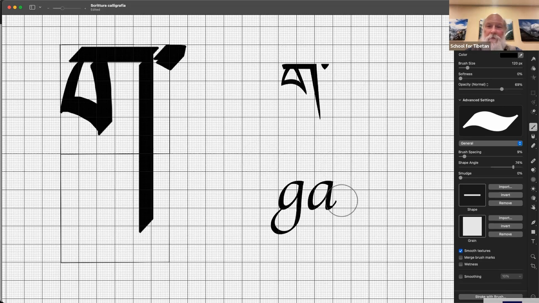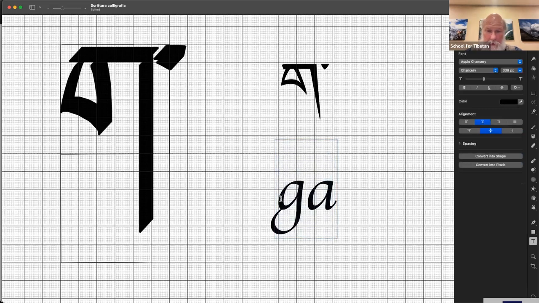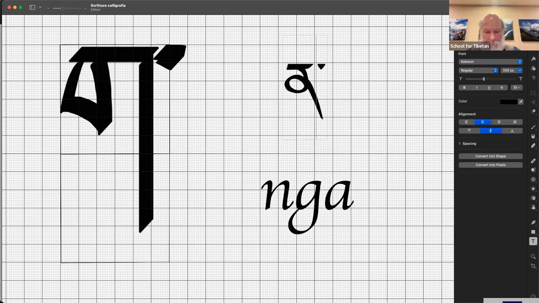Okay. Then next one is the nasal of the same series. Nga. This one, you see, graphically speaking, is very simple. Even some may say too simple.